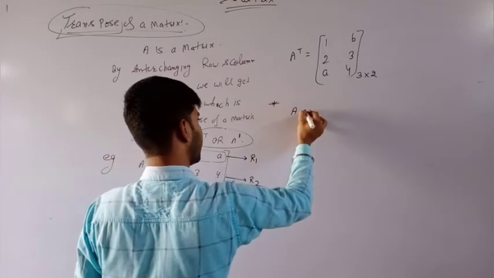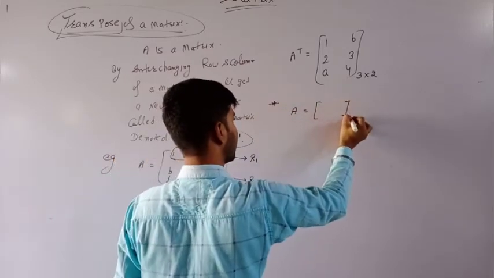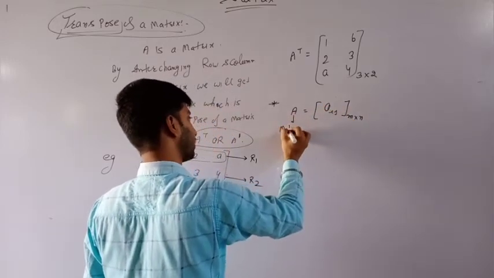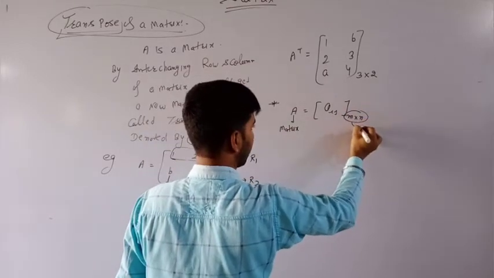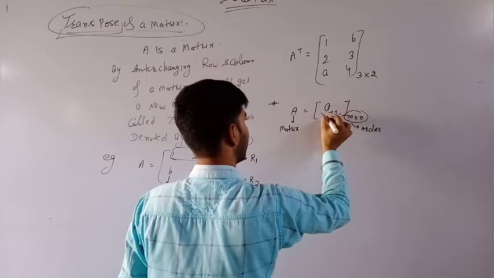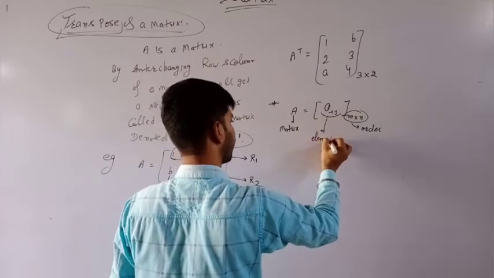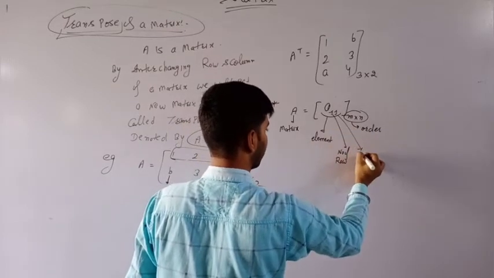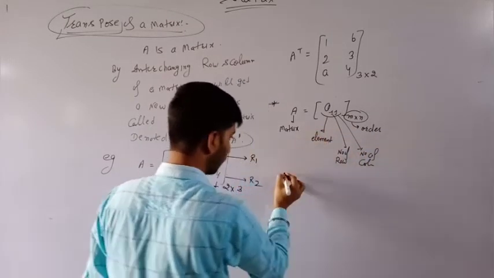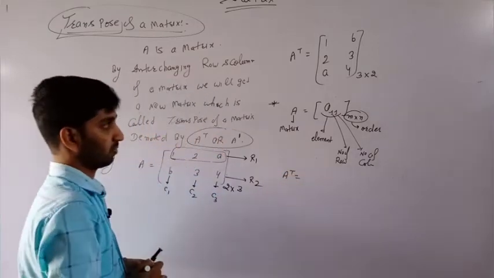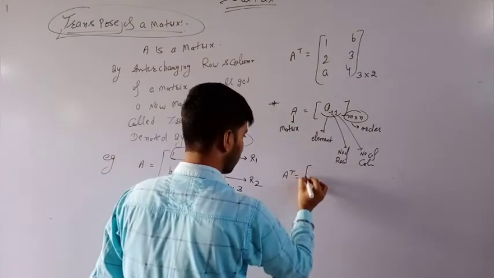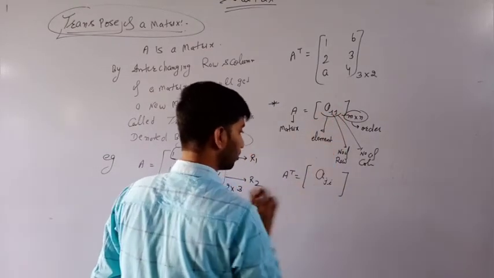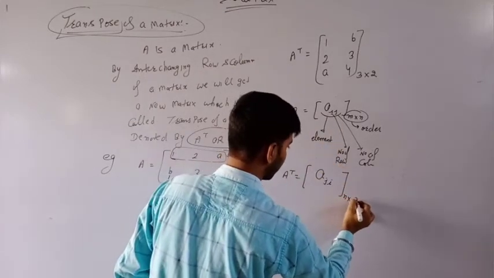If A is a matrix of order m cross n, Aij is its element, where i is the row number, the ith row and jth column. If we want to find A transpose, then row and column are interchanged, the i and j swap, and the order will also change to n cross m.